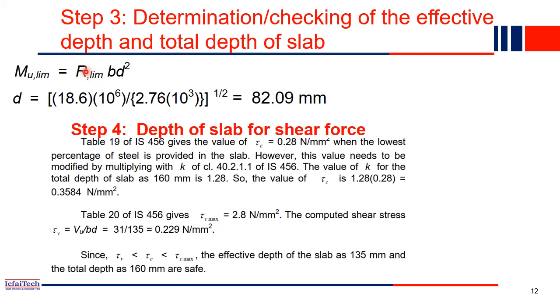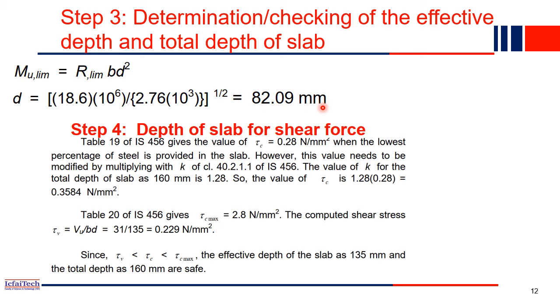R lim we already know for Fe415 and M20 from the table we discussed earlier: 2.7376, into B into D, right? What is B? B is 1 meter, which means 10 to the power 3 mm, and D we are computing. So D comes out to be 82.02 mm. So the minimum depth required is about 82 mm.